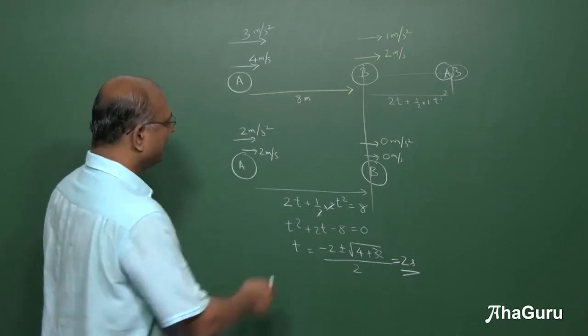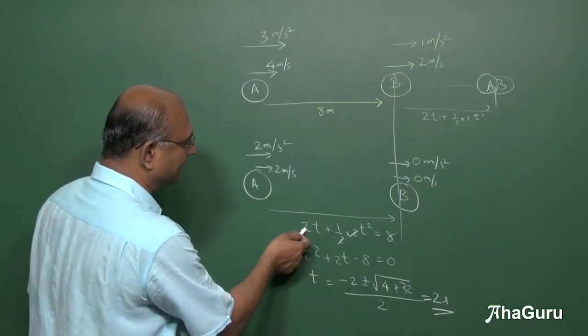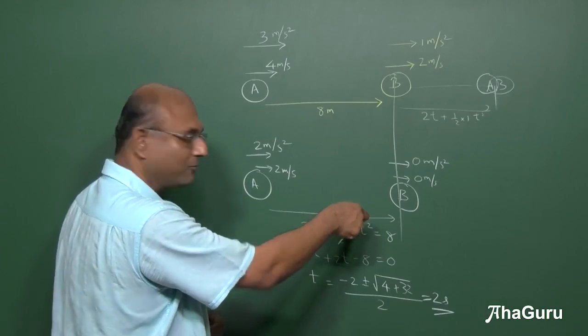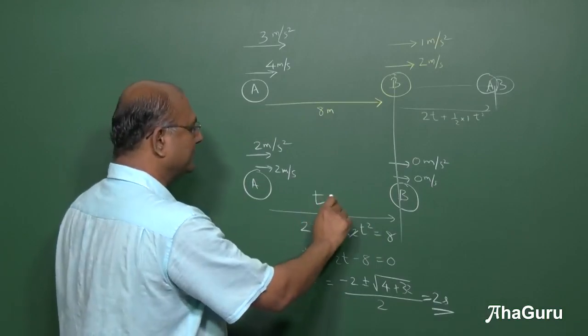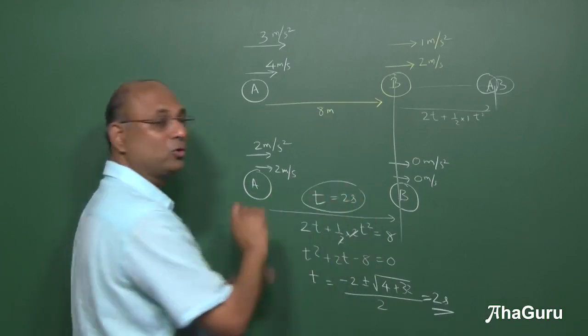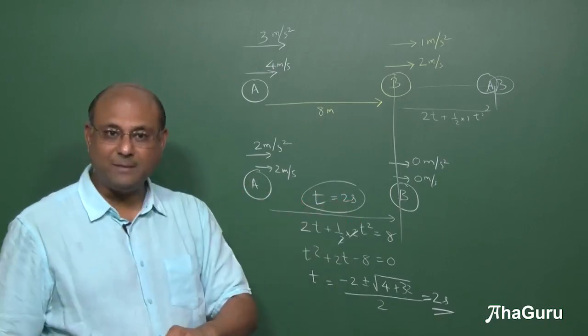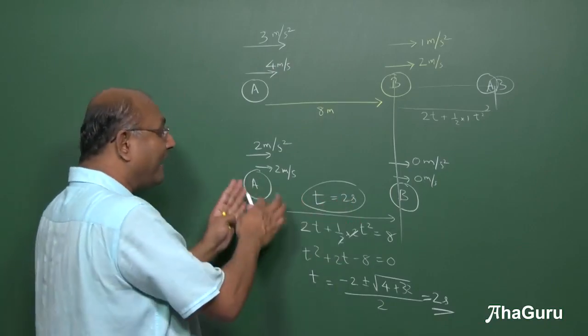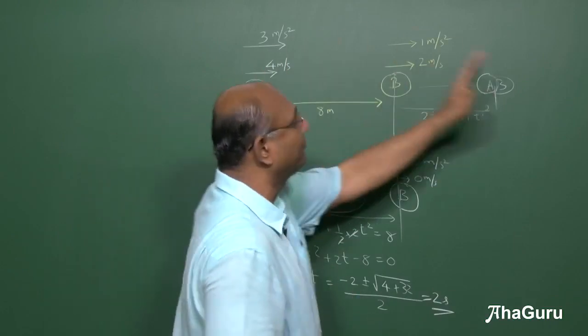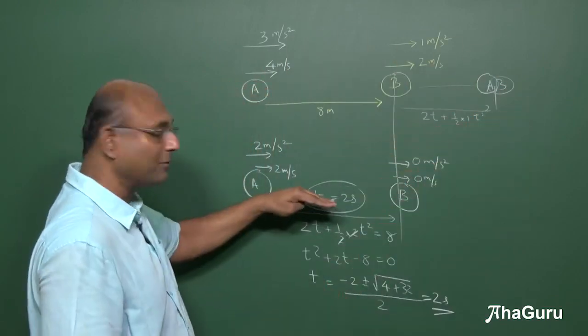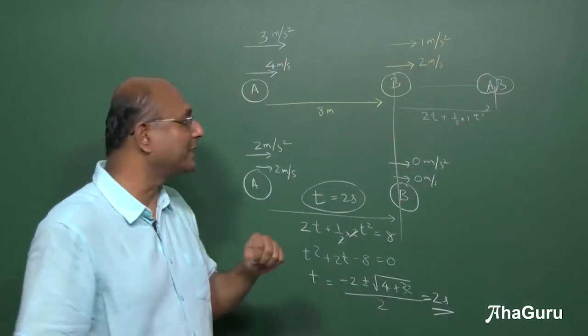Okay, you can check. Once I put 2 seconds, you will see that this basically becomes 2 into 2, 4 plus 4, 8. So t equals 2 seconds. In 2 seconds, A catches up with B. Okay. Now after this, you can use time to calculate how far away A would have travelled, etc. Because you already solved for time, you can substitute and use that.